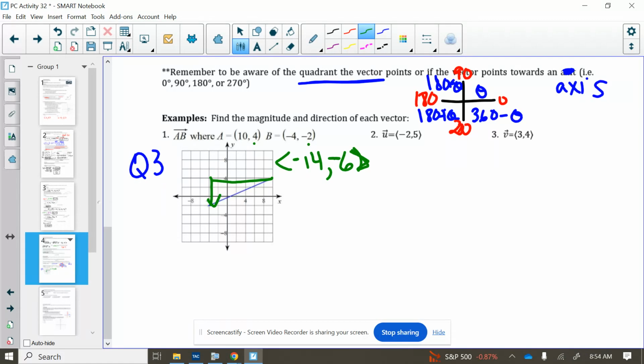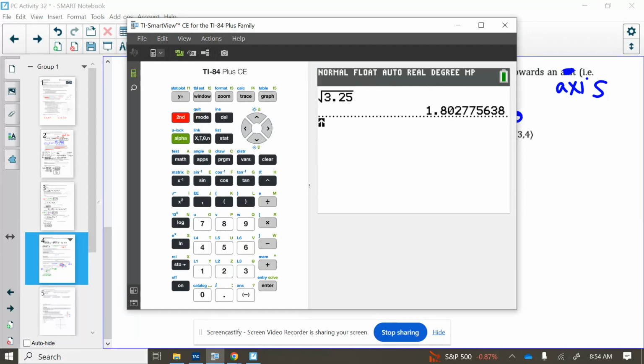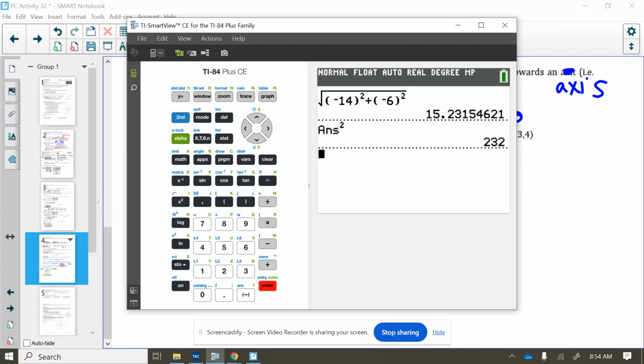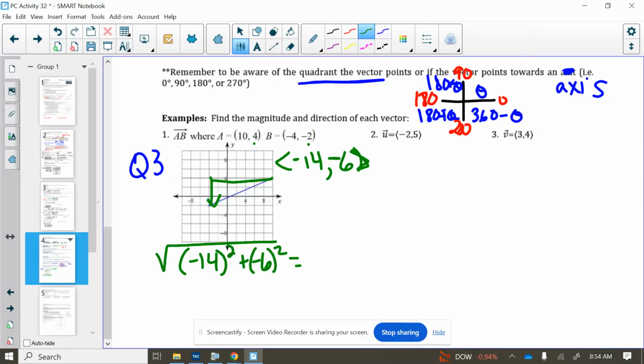So what we could do from this is find the magnitude by taking the square root of 14 squared plus 6 squared. Again, make sure we are using parentheses around that. So we would get the square root of negative 14 squared plus negative 6 squared. We would be at about 15.2 if we were approximating, or that's the same thing as saying the square root of 232.